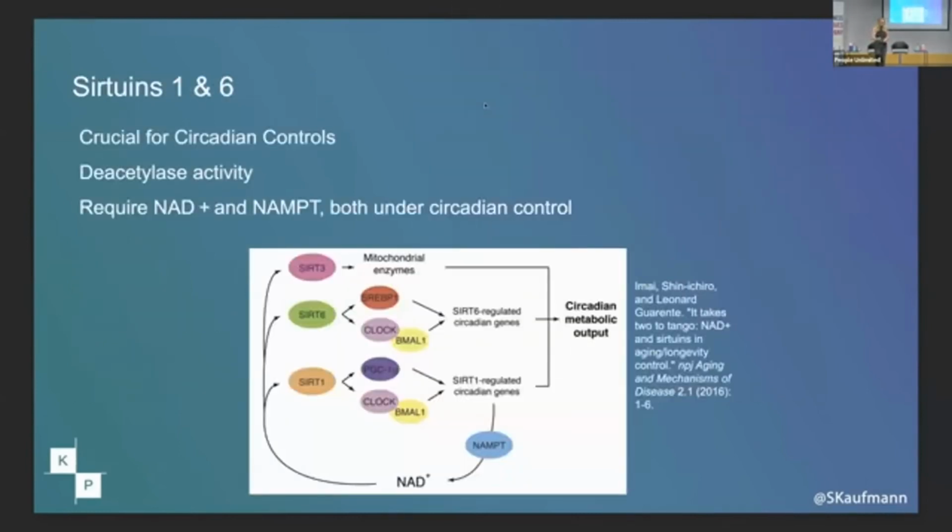Okay. Sirtuin 1 and 6, what are they for those people that don't know? We have 7 mammalian sirtuins. 1, 6, and 7 live in your nucleus. 2 flits around the cell. We don't really know what it does. 3, 4, and 5 live in the mitochondria. And if you want energy, you have to upregulate number 3. But 1 and 6 are key for all of this.